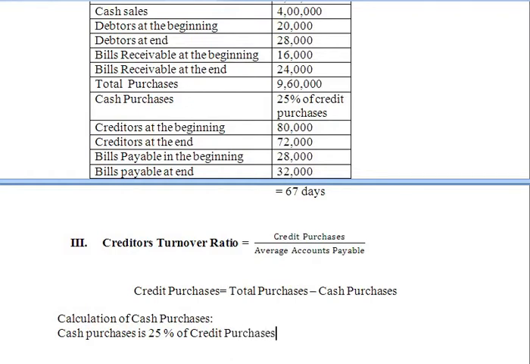And how much is the credit purchases? We don't know, because they have not given it in the problem. So next line you can write here, credit purchases is question mark. Why question mark? Because they have not given it in the problem. Now here we can calculate the amount of credit purchases this way.